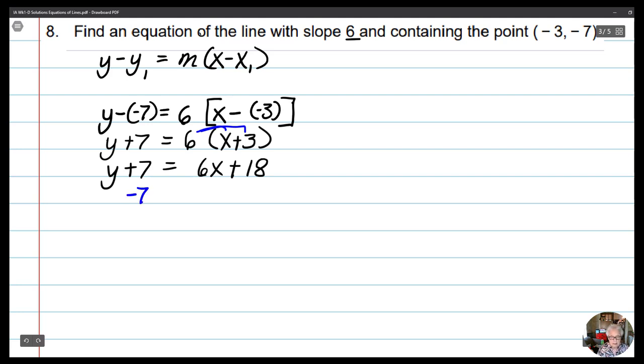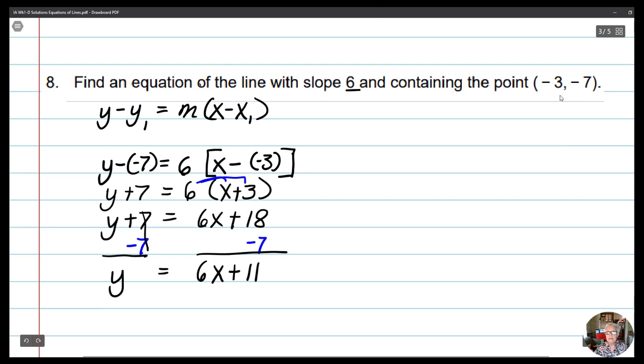Subtract 7 from both sides. The only reason I went down is I didn't leave myself room over here. Seven minus seven is zero, so I'm left with a y on the left. On the right, I will have 6x plus 18 minus seven. That will be plus 11. And there's the equation of the line, the line that meets these specifications. Does that mean the line only has one point? No, lines have an infinite number of points, a whole bunch, but we only know one.